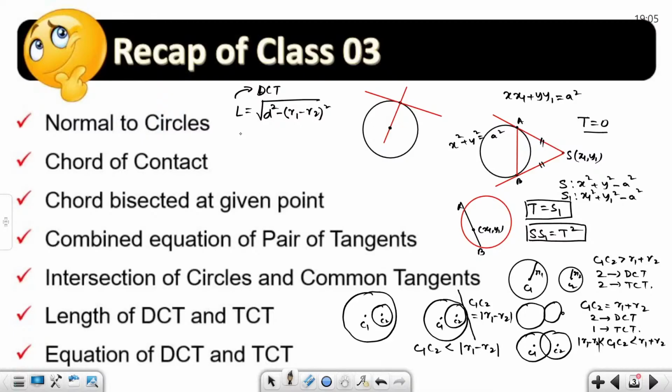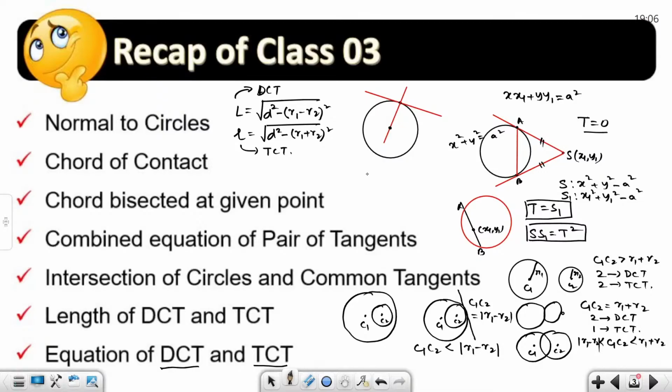And for transverse common tangent, the length L was root over d square minus R1 plus R2 whole square. This is for the transverse common tangent, right? Again, in this case also, your d is the distance between the two centers of the circle, and R1, R2, as usual, they are the radii of the given two circles. Okay.